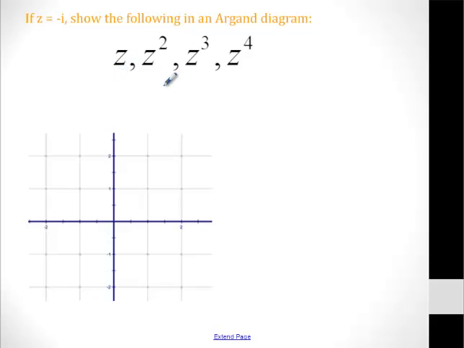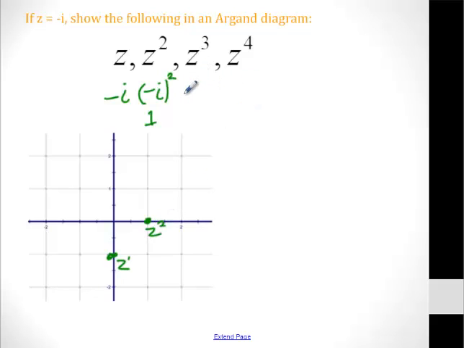Now, what we can also do is graph 4 different powers of an imaginary number on one graph. So if I take z and I graph negative i, we're going down 1. I'm going to put z to the first, because that's just negative i. When I do z squared, I'm doing negative i squared. Well, i squared is negative 1, so negative negative 1, that's positive 1. Positive 1 is to the right one, so that's z squared.